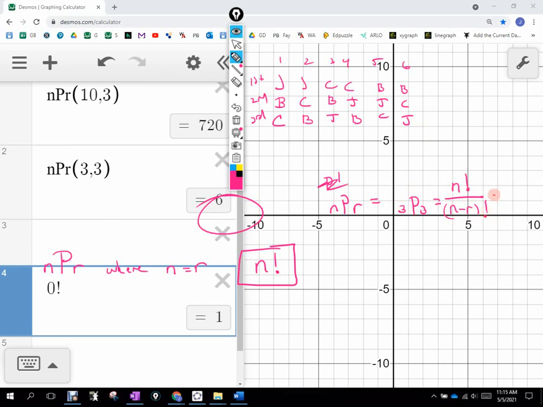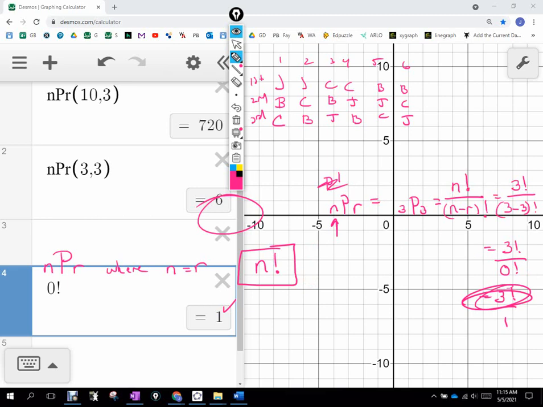But both of those are 3. So we have 3 factorial over 3 minus 3 factorial. Isn't that 3 factorial over 0 factorial, which 0 factorial we just saw as being 1? So we have 3 factorial over 1. Well, what's 3 factorial? 3 was the same thing as n. Okay? So we can go n factorial.